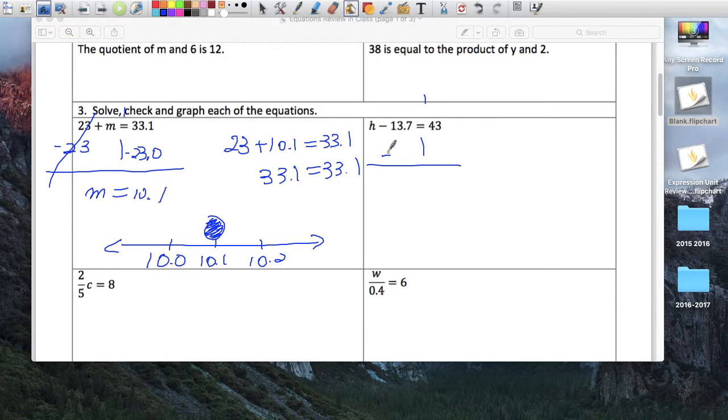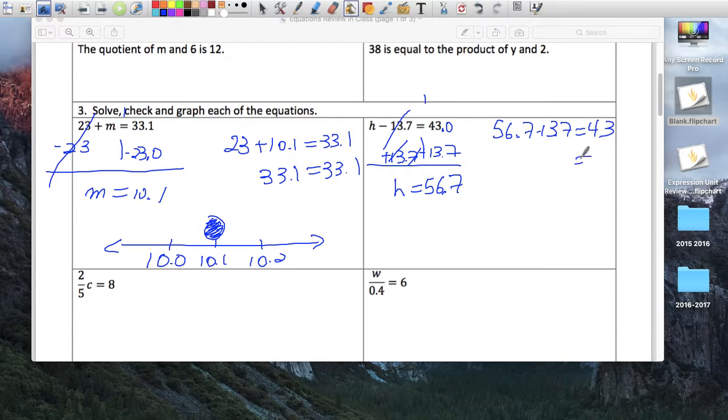Line. Plus 13.7, again plus on this side 13.7. These two become 0, h comes down, and 43 plus 13.7, let me add a decimal and a 0, so it's all the same size. So that's a 7, that's a 6, and 56. So h is 56.7. So to substitute, I'm going to replace the h with 56.7 minus 13.7 equals 43.